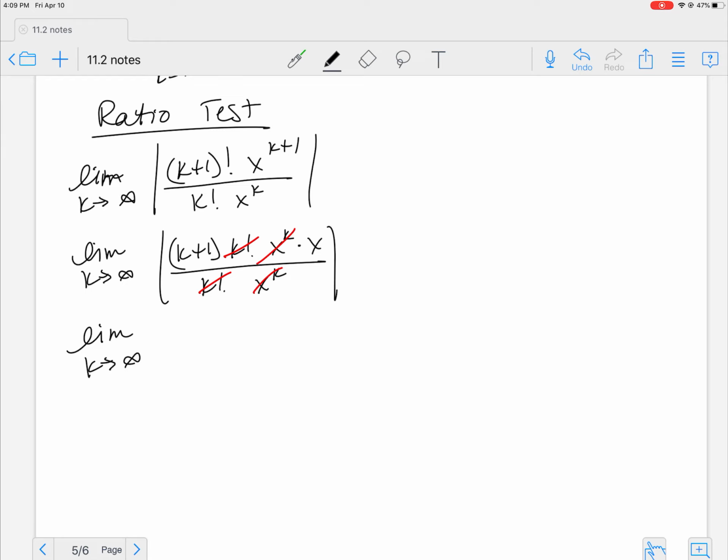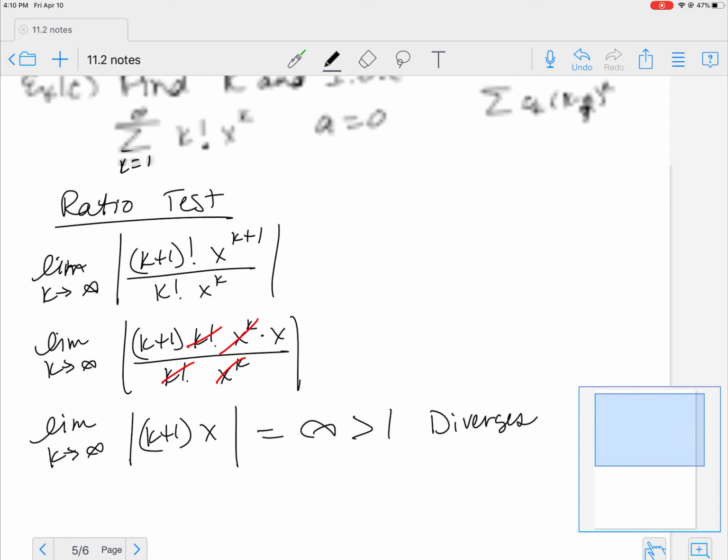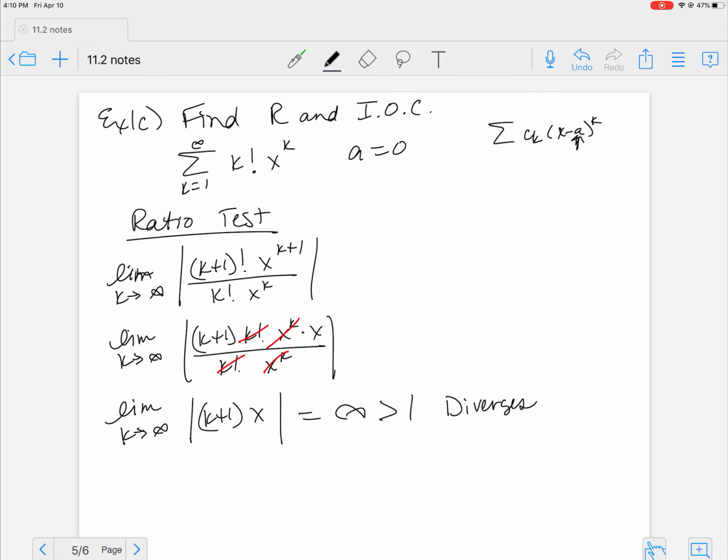Okay, so you have the limit as k approaches infinity now of k plus 1 times x. Now what happens when k goes to infinity? Yes, this whole thing goes to infinity, and I know infinity is greater than 1. So what criteria for the ratio test, if it's greater than 1, what happens? Yep. Then it diverges. Remember we had 3 criteria for a power series convergence. Let me bring it back down here so we can see the whole thing.